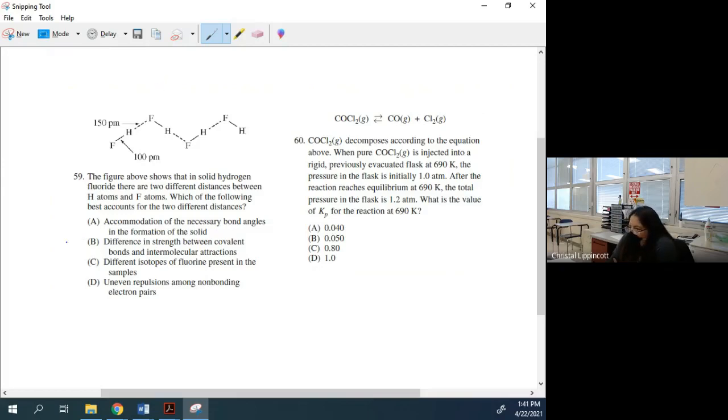B is the correct answer. Good job. Remember that these dashed lines indicate that we are dealing with intermolecular forces. Intermolecular forces are much weaker, much less than the covalent bond that would be present here. So therefore, there's less force holding these together. The distance increases. If you think of Coulomb's law, as your forces decrease, your distance between them increases. So B is the correct answer here.